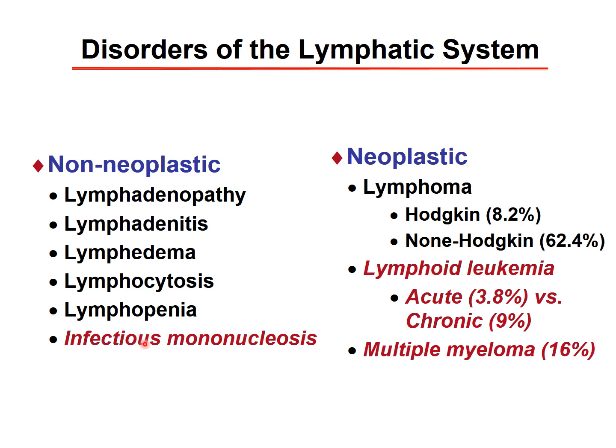That's not a deadly disorder. However, if somebody has an immunodeficiency, especially if the cellular immune system is altered, for example, we have a problem with the T lymphocytes, then infectious mononucleosis can be a deadly disease.